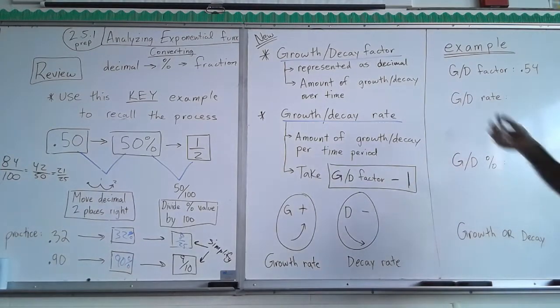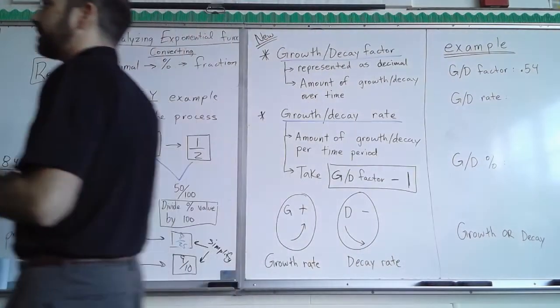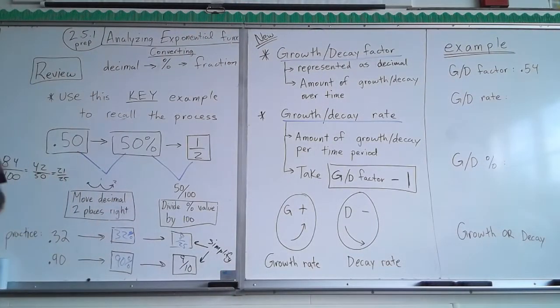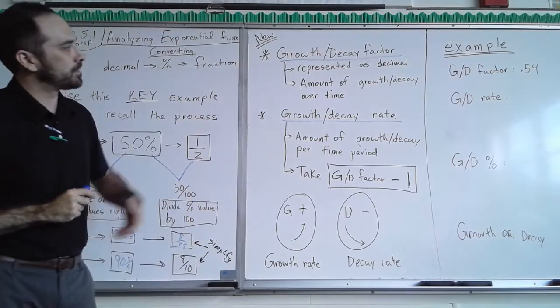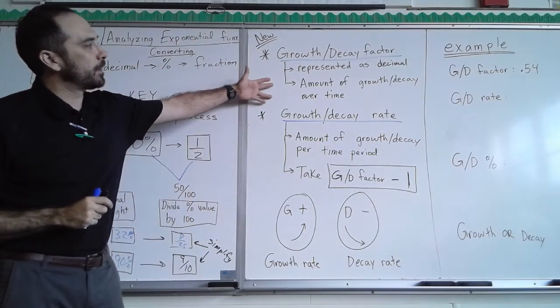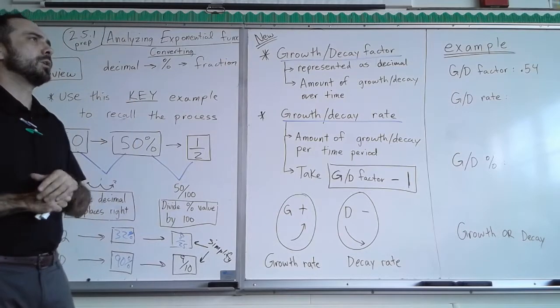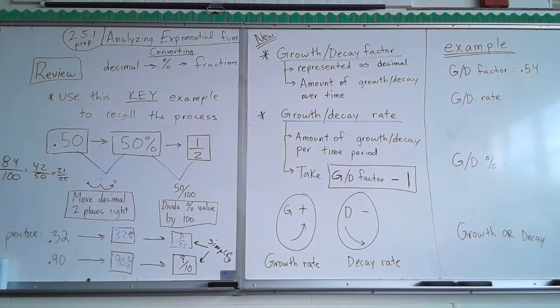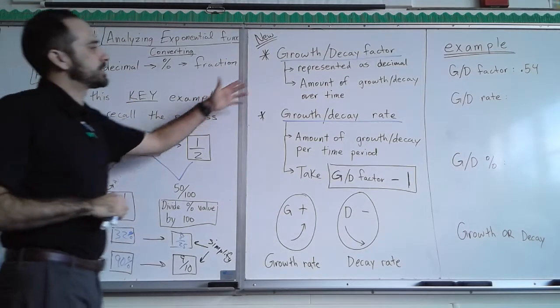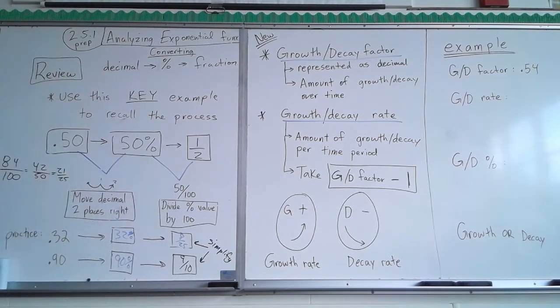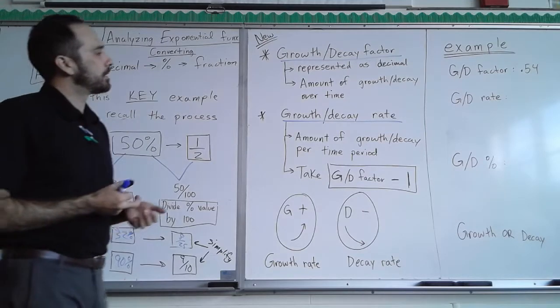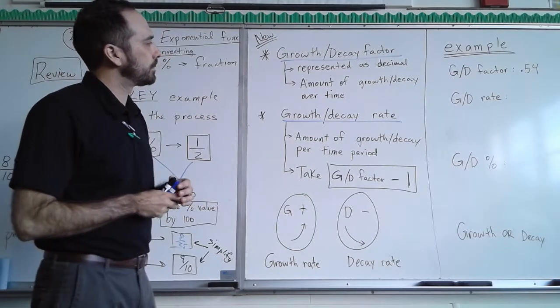All right, so it's represented as a decimal. It could be 1.25, so it could have a whole number out in front, but in general, we're talking about a decimal. It's the amount of growth and decay over time. The growth factor is just talking about how much growth or decay over time. So it can be a positive amount, positive growth, or it could be a decay.